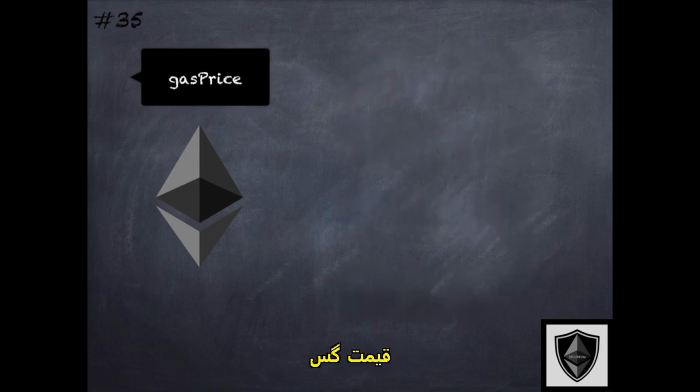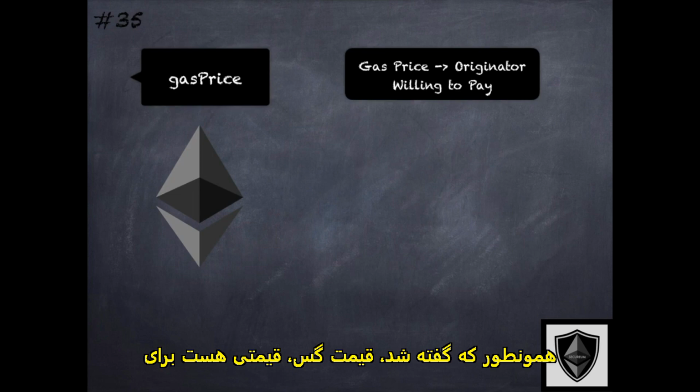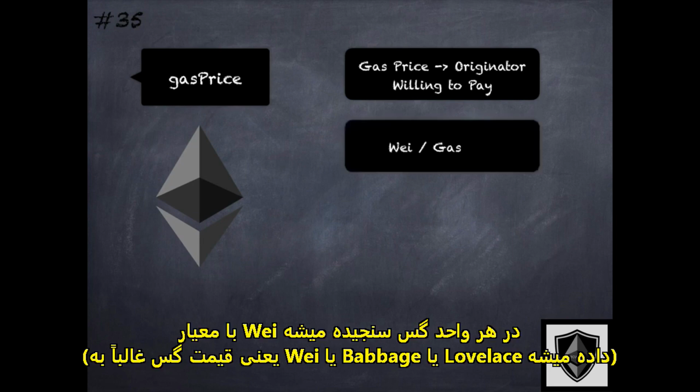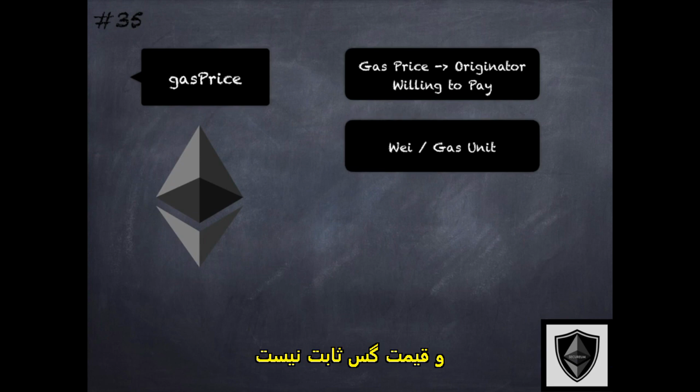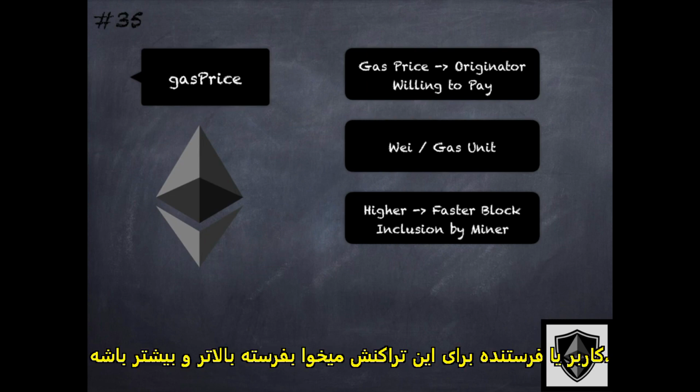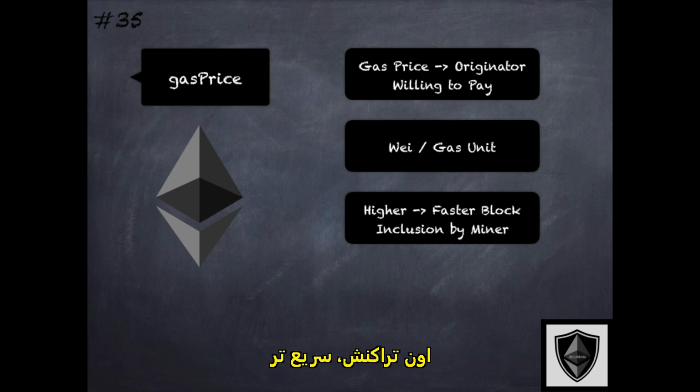Gas price. As mentioned, gas price is the price for every gas unit that the sender is willing to pay for this particular transaction. It's measured in Wei per gas unit, and gas price is not fixed by the Ethereum protocol. The higher the gas price that the user or sender is willing to pay for this transaction, the faster the particular transaction gets included by the miner into a block on the blockchain.